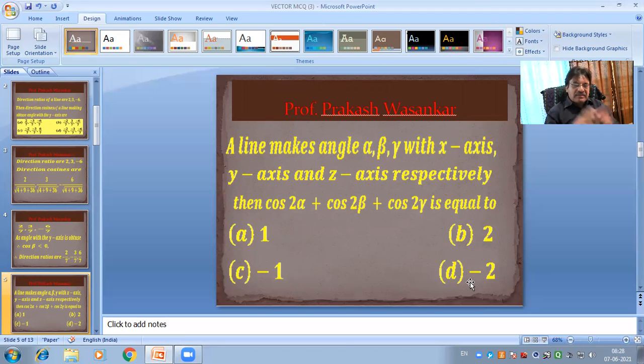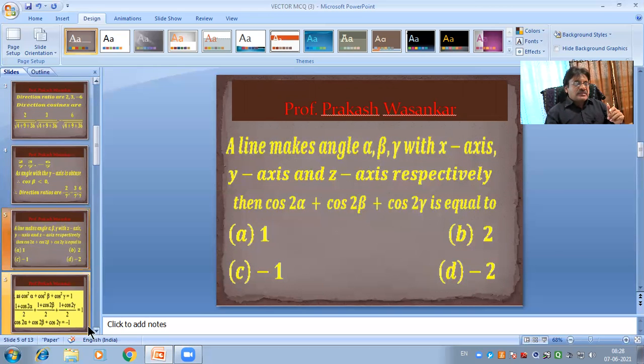In this problem, it is given that alpha, beta, and gamma are the angles made by the line with the coordinate axes, that is x, y, and z axis. Then here we find cos 2 alpha plus cos 2 beta plus cos 2 gamma equals to what? So we know the identity in three-dimensional geometry, and that identity is, if alpha, beta, and gamma are the angles made by the line with coordinate axes, then cos square alpha plus cos square beta plus cos square gamma is equal to 1. So we use this identity.